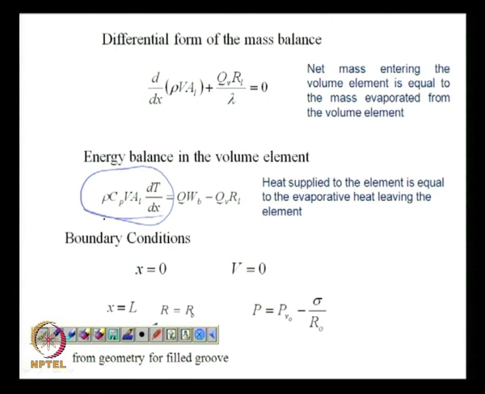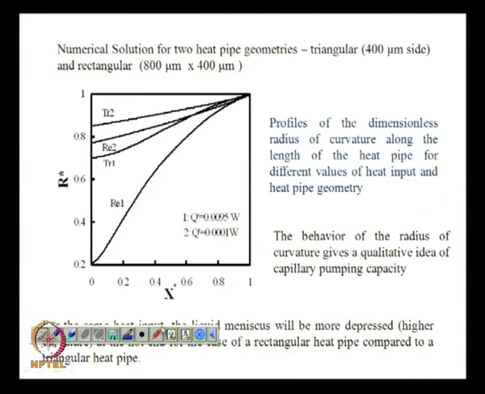But what we have seen through numerical analysis is that the order of magnitude of this term is quite small compared to the evaporative term, which it should be. So we can even make it equal to 0 without much loss of accuracy. So the boundary conditions we have discussed already, and this is a figure where I would like to spend some more time.